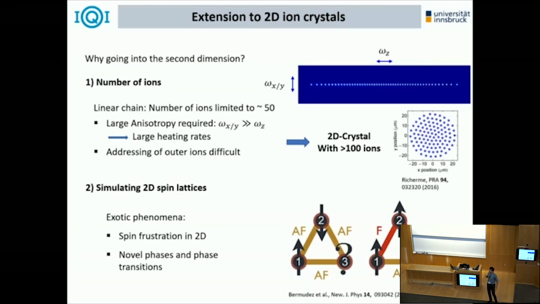And this actually showed that this causes quite some trouble, because the weaker you make this axial confinement, the more heating you get, so thermal phonons leak into your motional modes. And also addressing single ions becomes challenging. And this is nice in this 2D architecture, because at much higher in-plane frequencies, you can accommodate more ions on a smaller footprint.